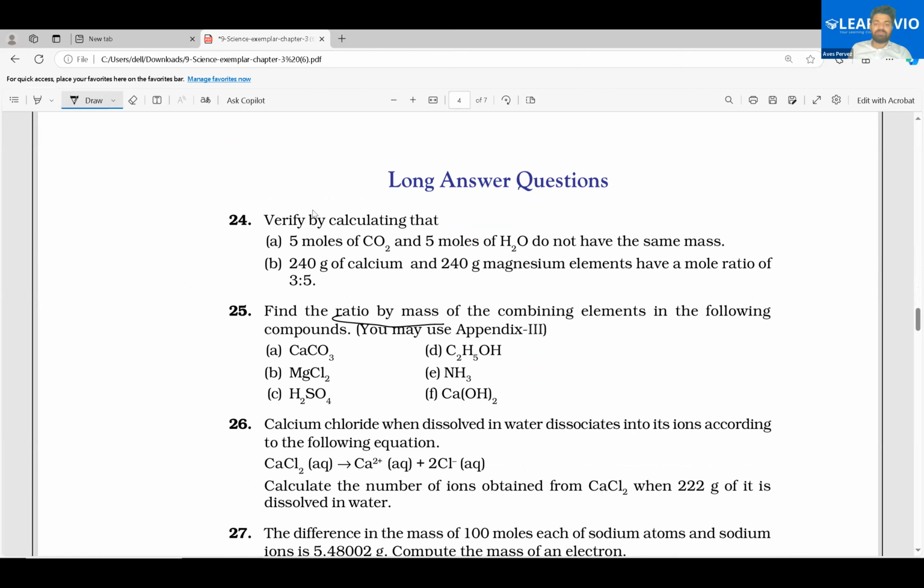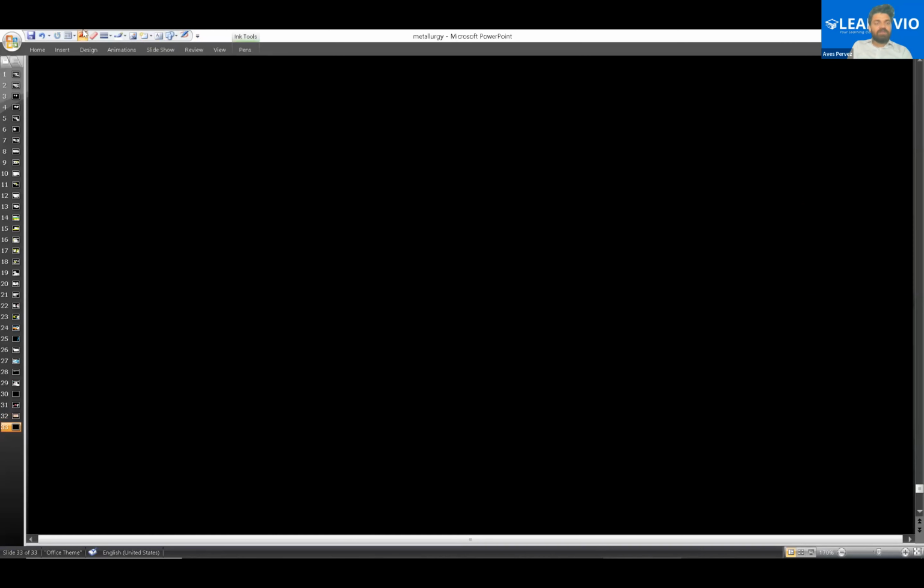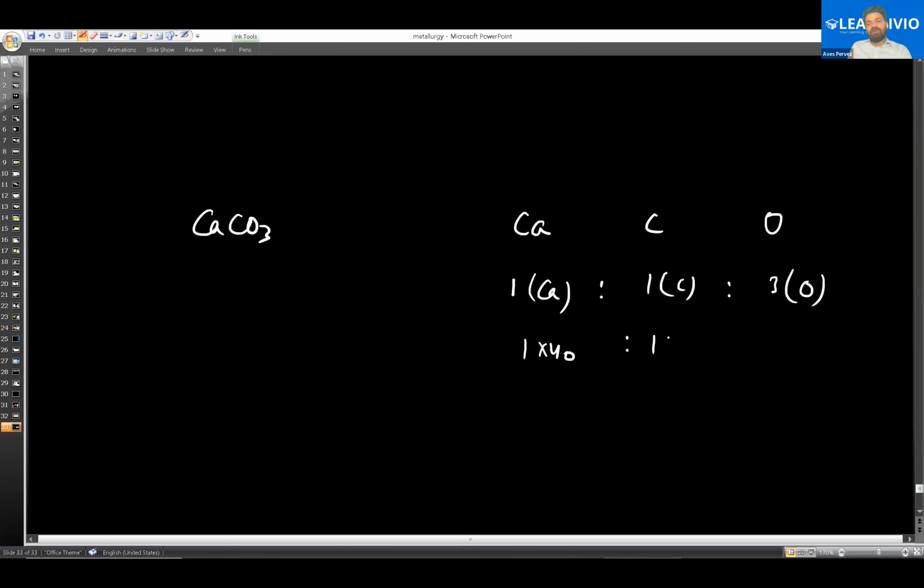For example, if we take calcium carbonate, CaCO3, there are three different kinds of atom: calcium, carbon, and oxygen. How many atoms of calcium are present? One calcium atom, one carbon atom and three oxygen atoms. Put the mass: 1 into 40, then 1 into 12, and then 3 into 16. We get 40 is to 12 is to 48. Got it? So when you cut it, you will get what?